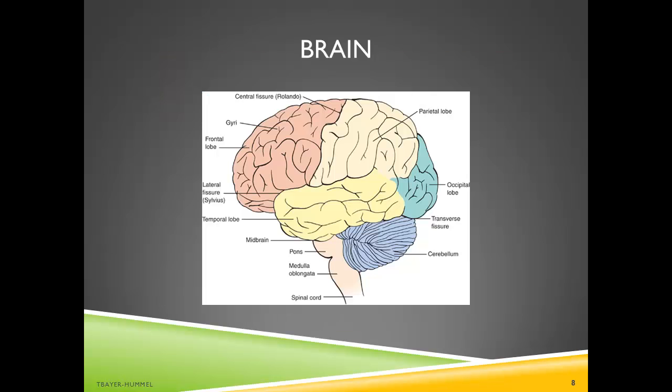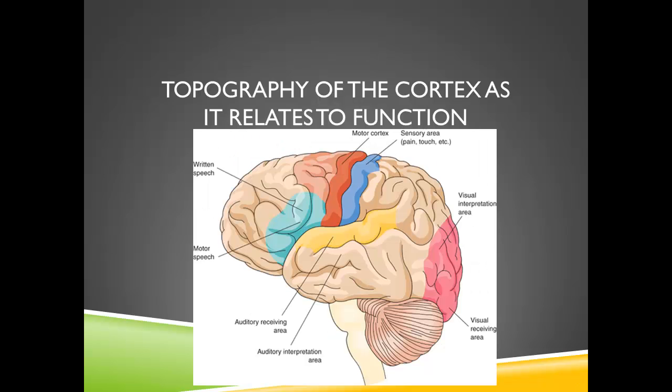This is a picture of the brain. Review the anatomy and physiology. This is a picture of the topography of the cortex as it relates to function, which is far more important for us when we care for patients who have neurological deficits. Notice the areas where written speech is prominent: motor speech, auditory, visual, and compare them to your previous picture of the frontal lobe, occipital lobe, and so forth, and see if you could put together what areas relate to what function.